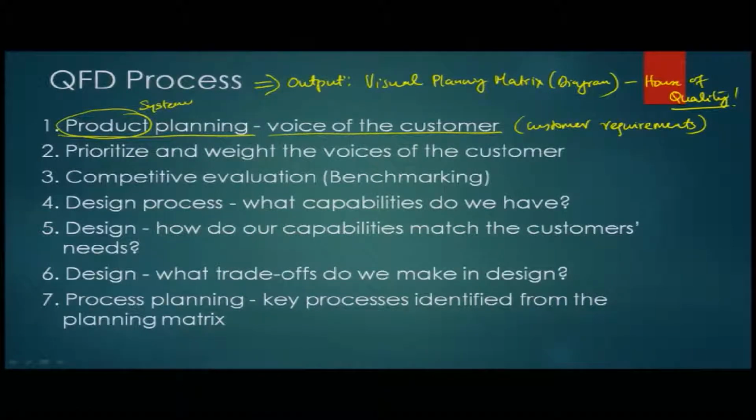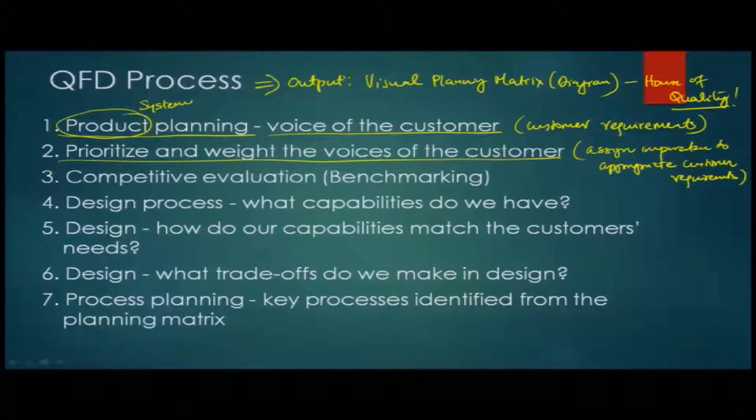You take the requirements of the customer, and from there you start planning for the development of the system. Within these customer requirements, you have to prioritize and weigh the voice of the customer. So, assign importance to appropriate customer requirements. The customer will have 100 different requirements, but you have to prioritize and weigh them according to what you think is the best option available at this point.